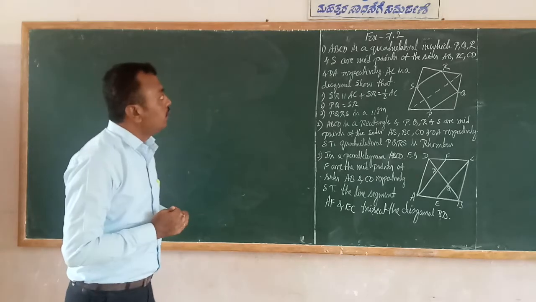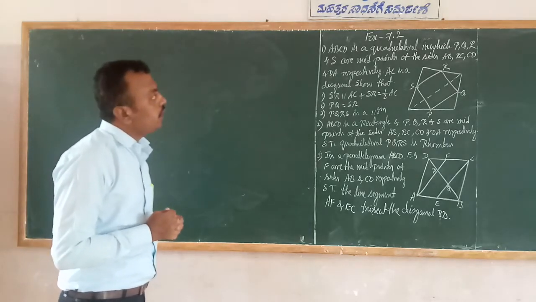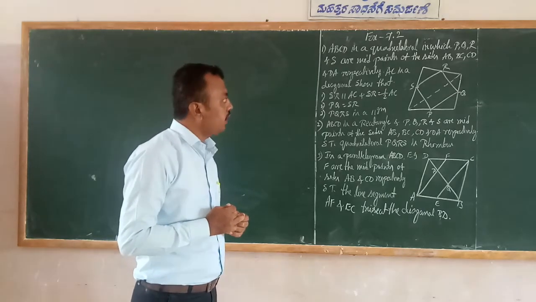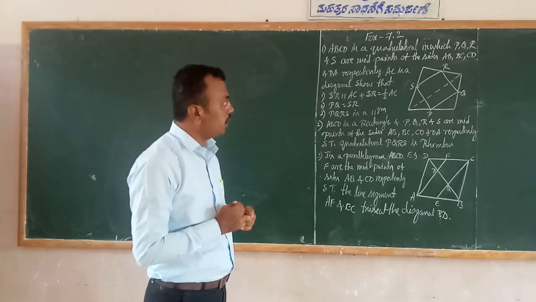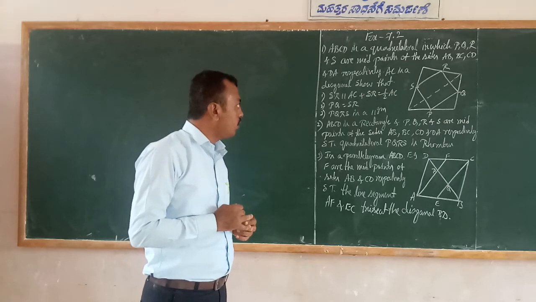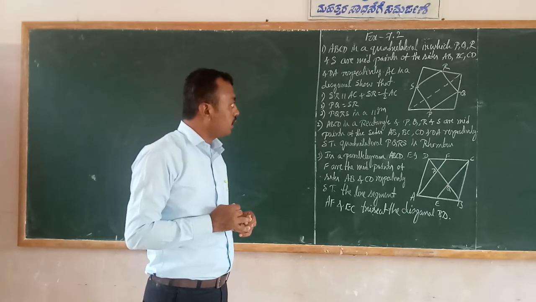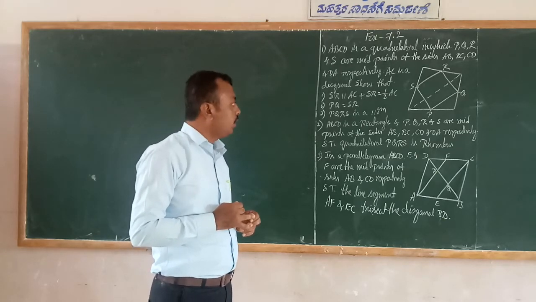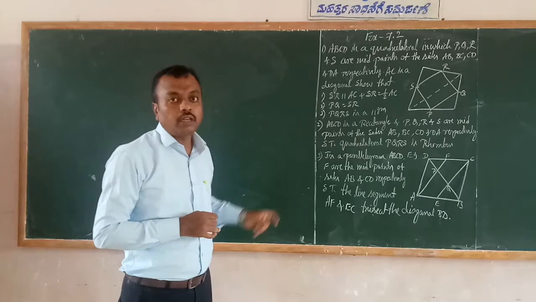See, the first question: ABCD is a quadrilateral in which P, Q, R and S are the midpoints of the sides AB, BC, CD and DA respectively. AC is a diagonal. Show that SR is parallel to AC and SR is equal to half of AC, and PQ is equal to SR, and third, PQRS is a parallelogram. These three points we want to show.